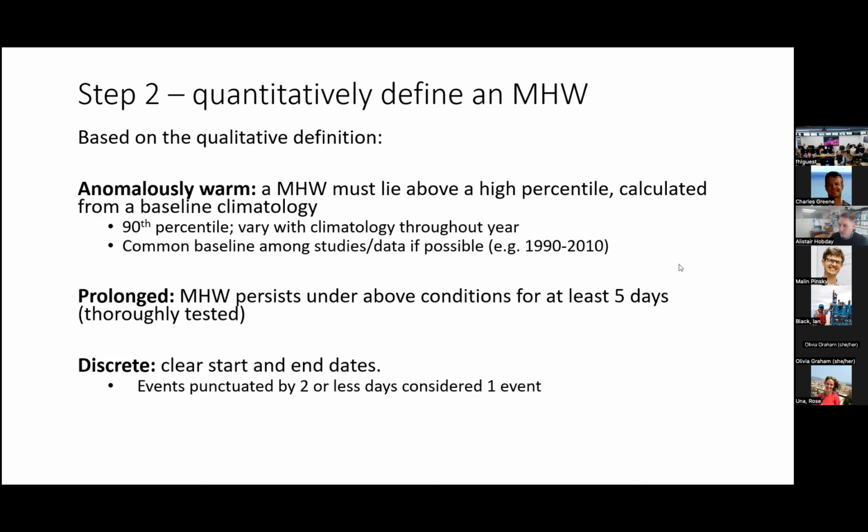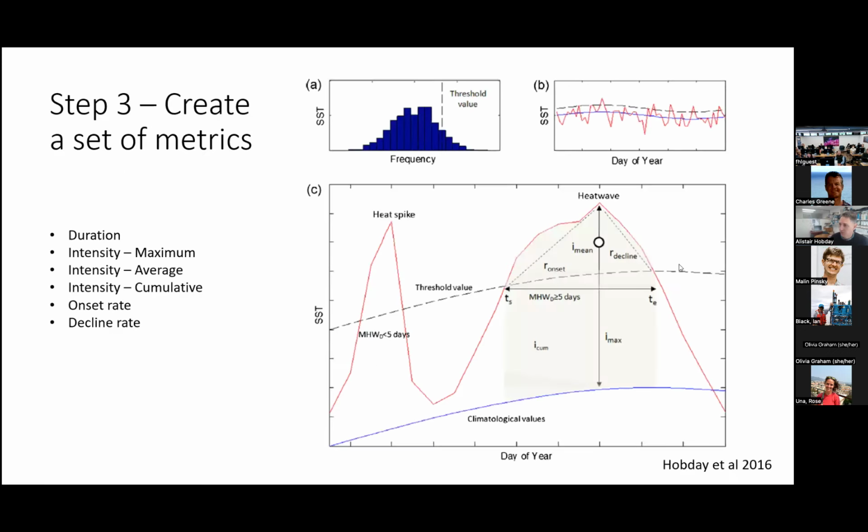The marine heat wave had to be discrete. It had to have clear start and end dates. And because sometimes data collection can be noisy, if it was a short gap between long events, we said that should be considered a single event. And that's implemented in the code for marine heat waves.